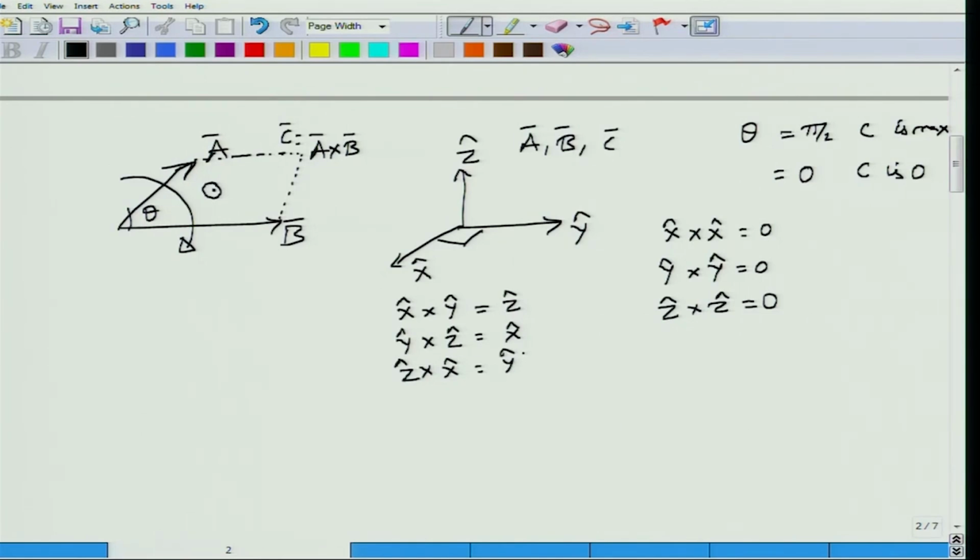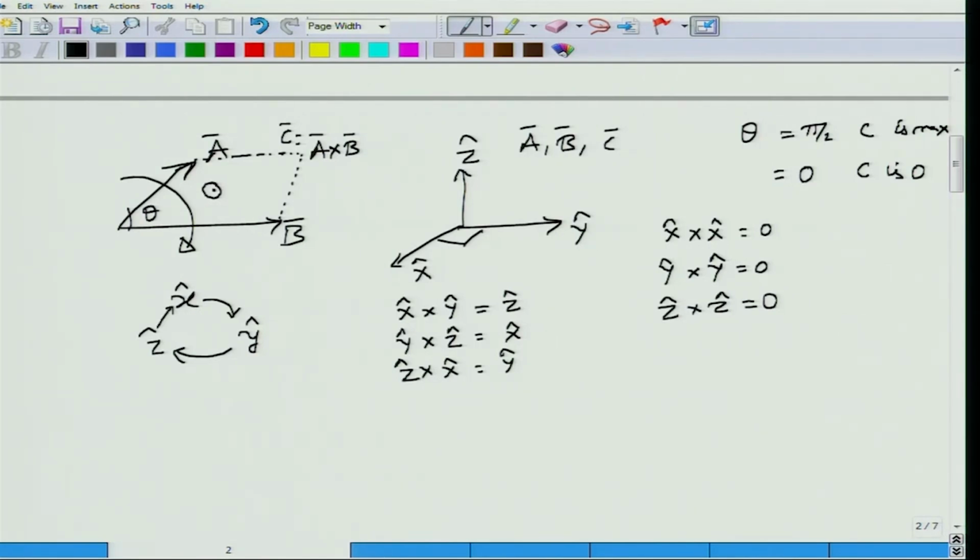Now, there is a mnemonic which I use to remember in which direction you have to go in order to get this particular vector, and that would be to write them in terms of a circle, okay, in the sense that now x cross y would point along z, y cross z would point along x, and z cross x would point along y.